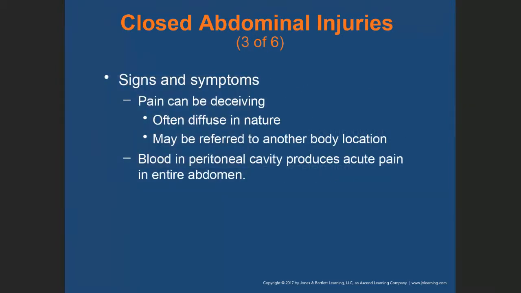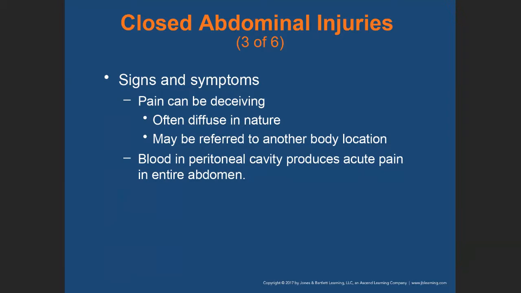Signs and symptoms that you need to be looking out for: pain can be deceiving. Pay close attention to pain with these patients. So let's say a patient received blunt force trauma to the abdomen, right? You know that there is a mechanism that caused blunt force trauma to the right upper quadrant of the abdomen, but the patient is complaining of pain to the right shoulder. That's liver damage. Damage to the liver can cause referred pain in the right shoulder. Damage to the spleen can cause referred pain in the left shoulder. So pay close attention to pain and the mechanism of injury.